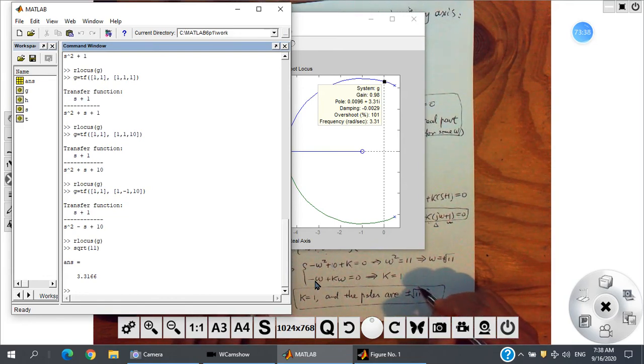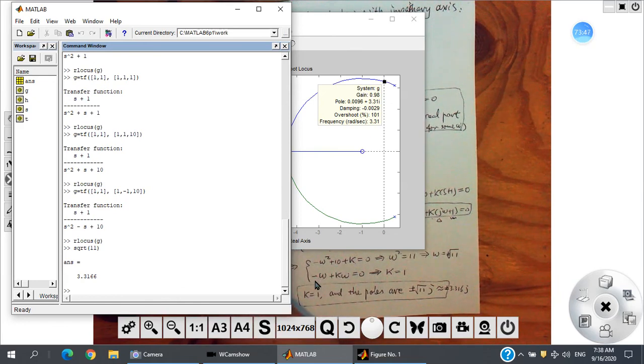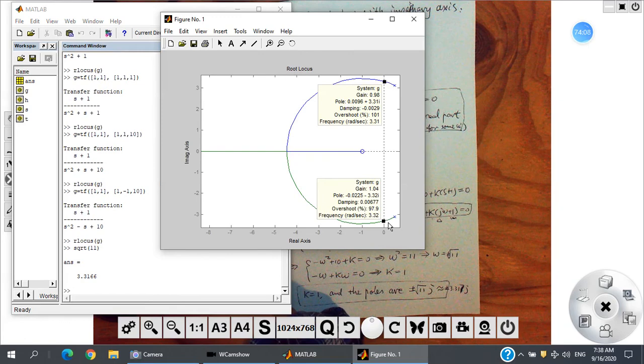This is 3.316 J. And here in the graph I have 3.31, right? Almost the same. Yeah, so this is the marginal point, and here's another marginal point, right? Symmetrically, here's another marginal point.